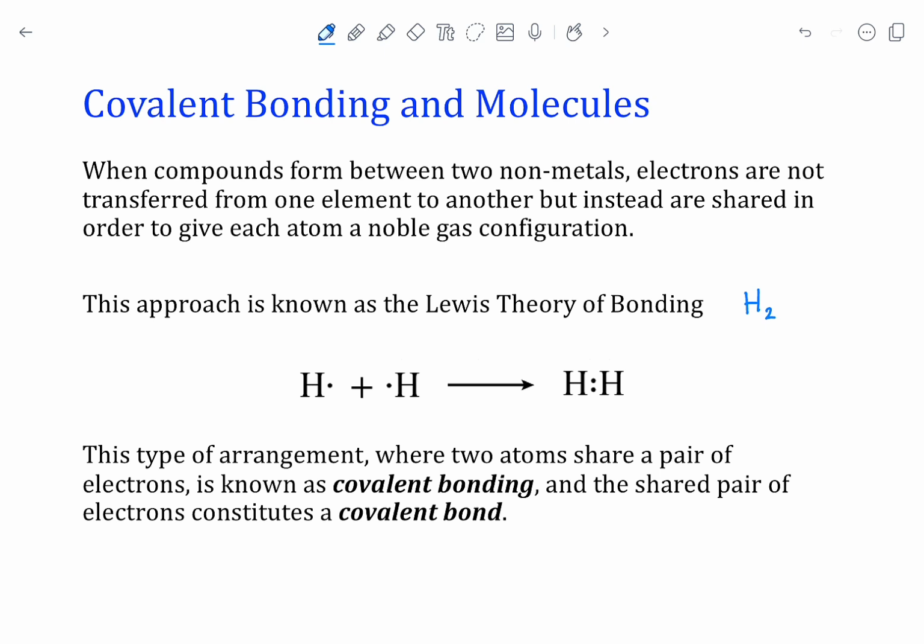So in order to make the bond, each hydrogen has one valence electron, and those valence electrons are then shared between the two hydrogens. And what we call that, when we share a pair of electrons, is covalent bonding. The shared pair of electrons creates a covalent bond. So when I'm sharing an electron, I am creating a covalent bond in a covalent compound. If we are donating electrons, then it is an ionic compound creating an ionic bond.